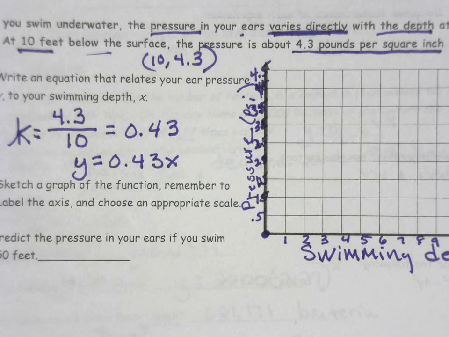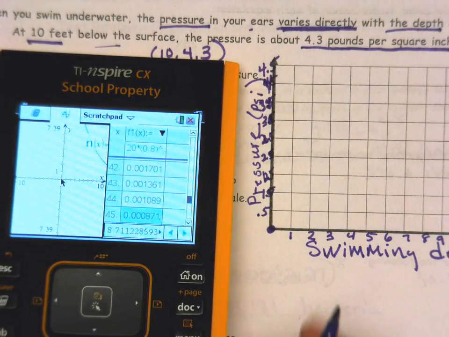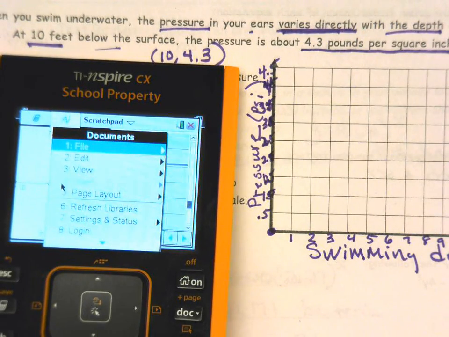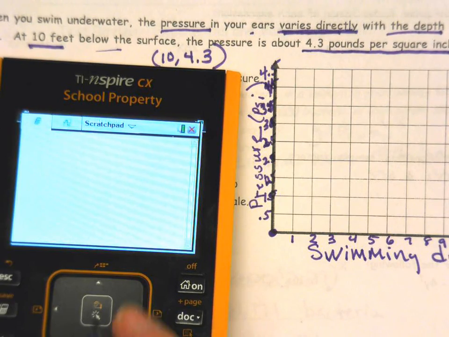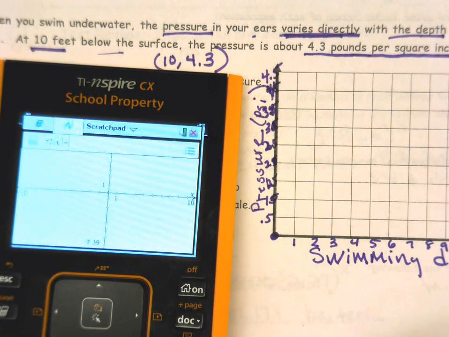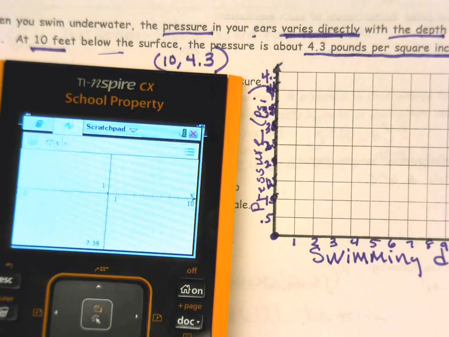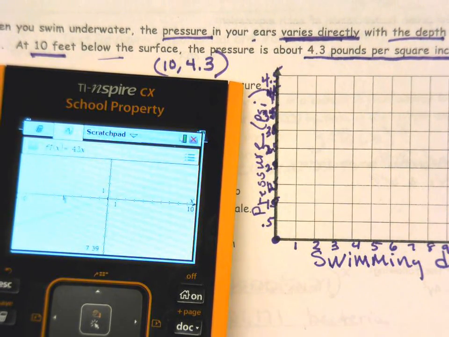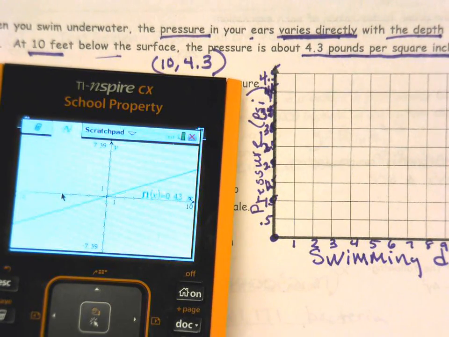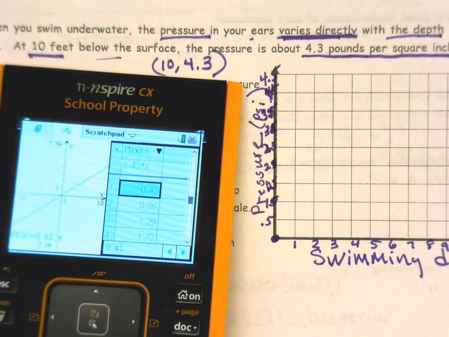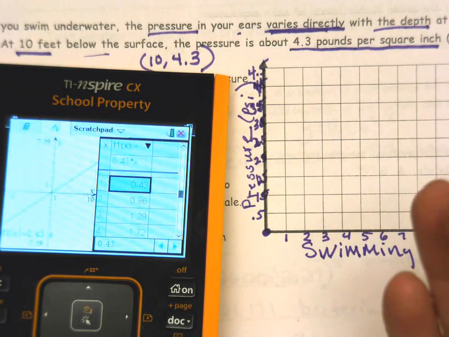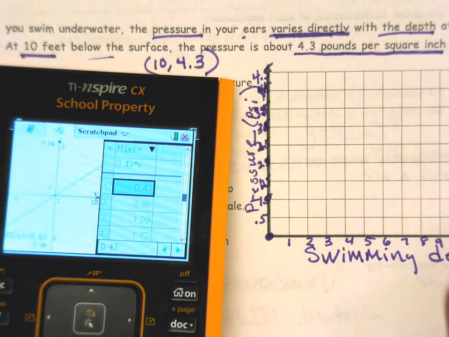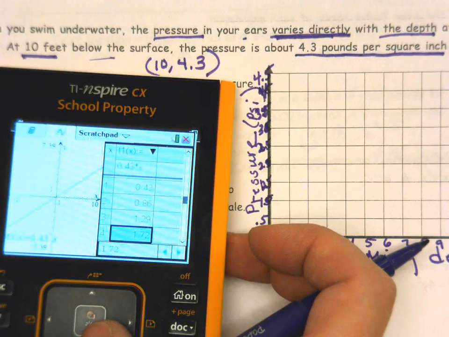Okay, now you could put this in your calculator, and for this one I'm just going to go Doc B to clear this so I can start from scratch, and go back, and I'm going to put in my equation, which is y equals 0.43x, and press enter, and then I'm going to go Control T, and I can see some of the points there, and that makes it a little bit easier to graph if you have a few points.